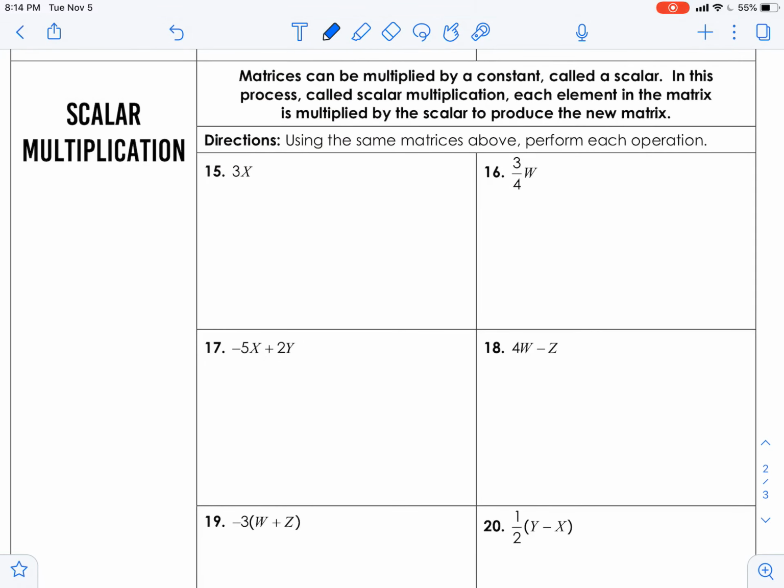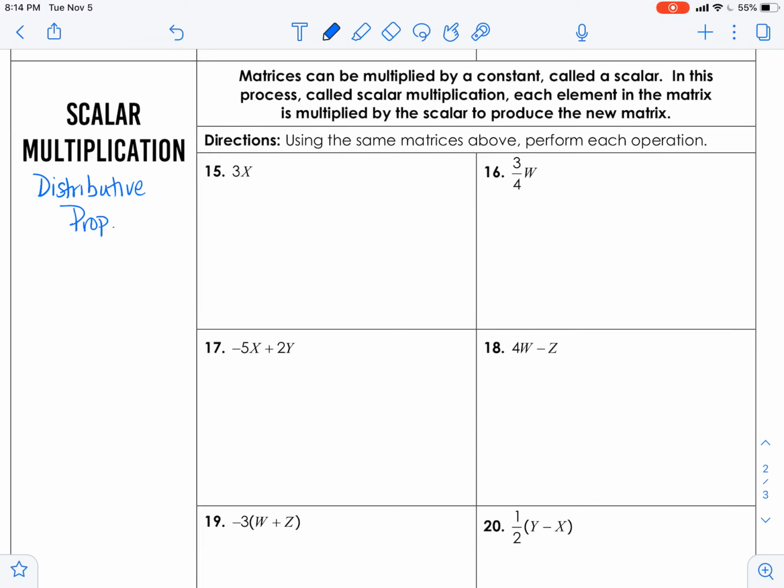Okay, so welcome back. We have been talking about, again, introduction to matrices. We've done addition and subtraction. The next one we're going to do is scalar multiplication. And think of scalar multiplication just like the distributive property. Okay, same concept is going on here.